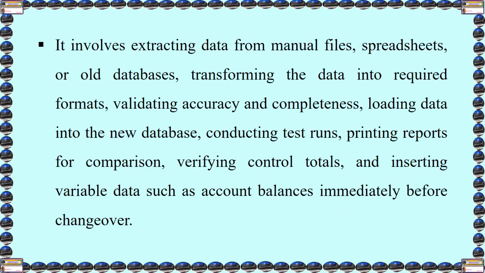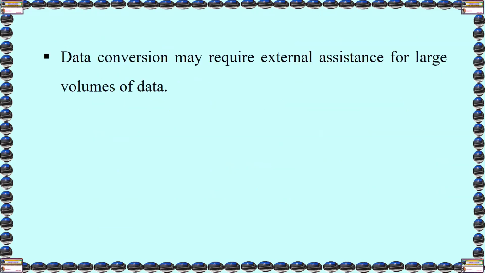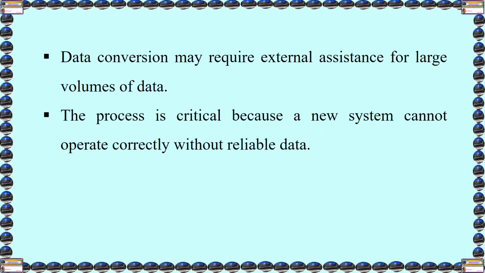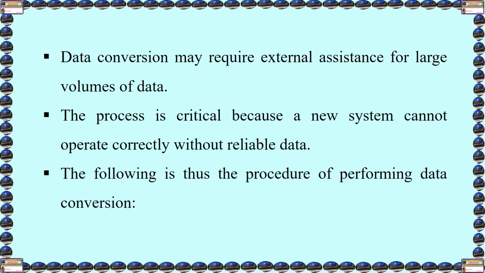It involves extracting data from manual files, spreadsheets, or old databases, then transforming the data into required formats, validating accuracy and completeness, loading data into the new database, conducting test runs, printing reports for comparison, verifying control totals, and inserting variable data such as account balances immediately before changeover. The data conversion may require external assistance for large volumes of data. The process is critical because a new system cannot operate correctly without reliable data.